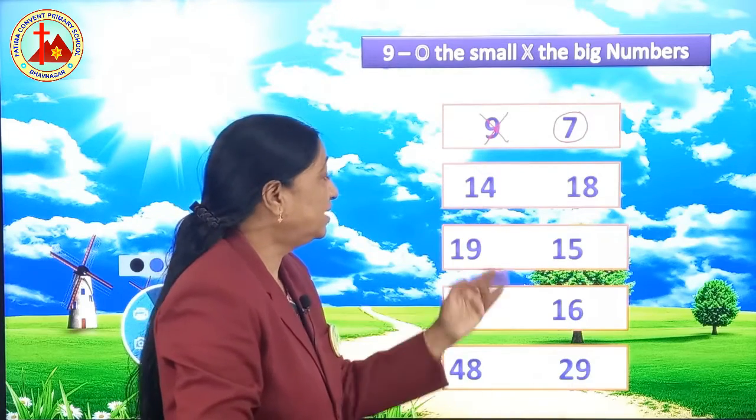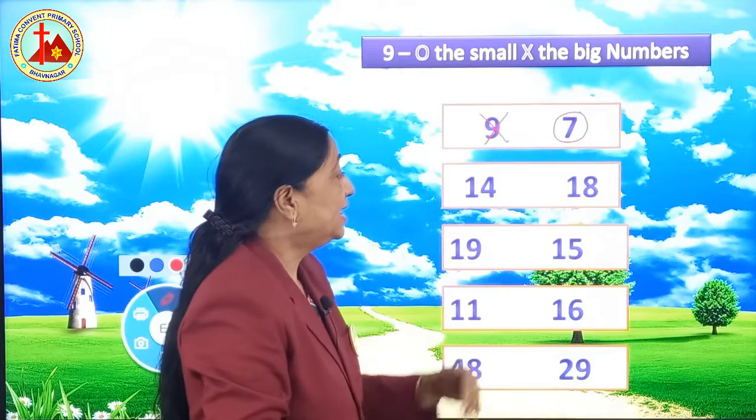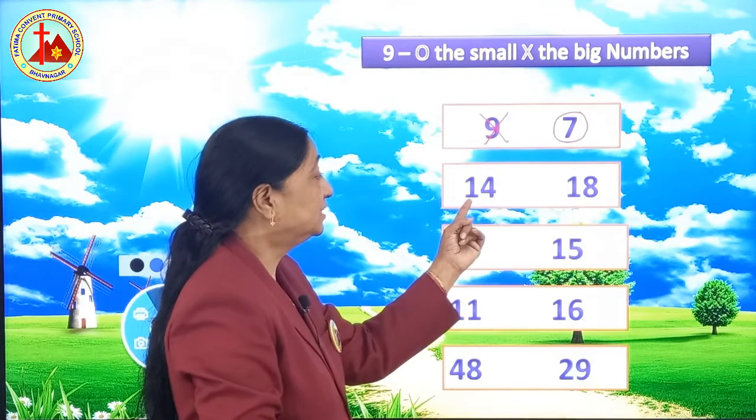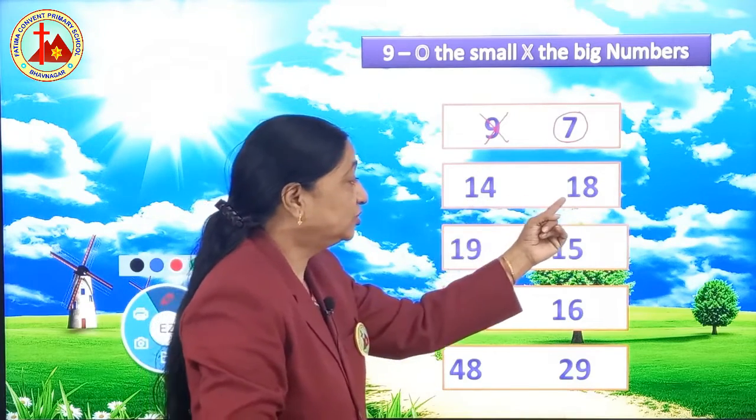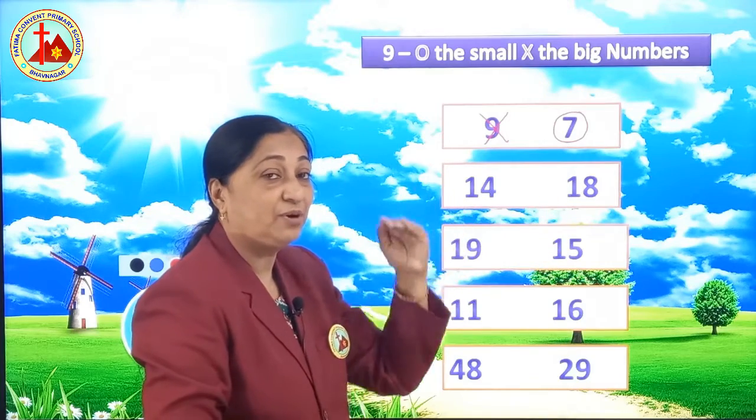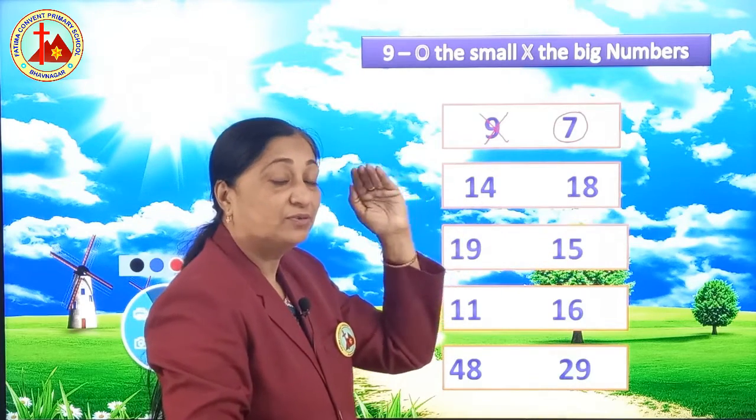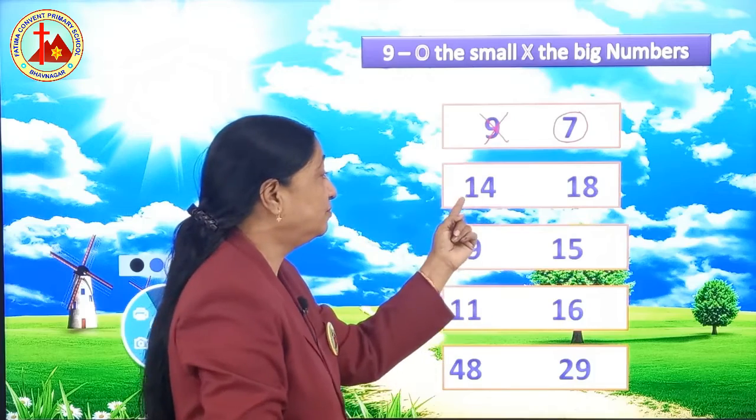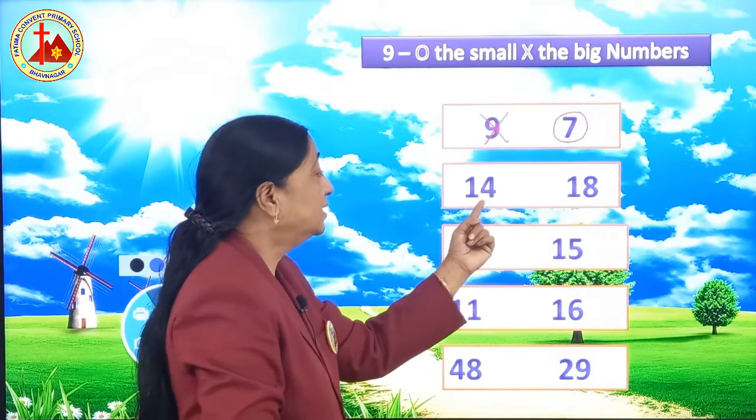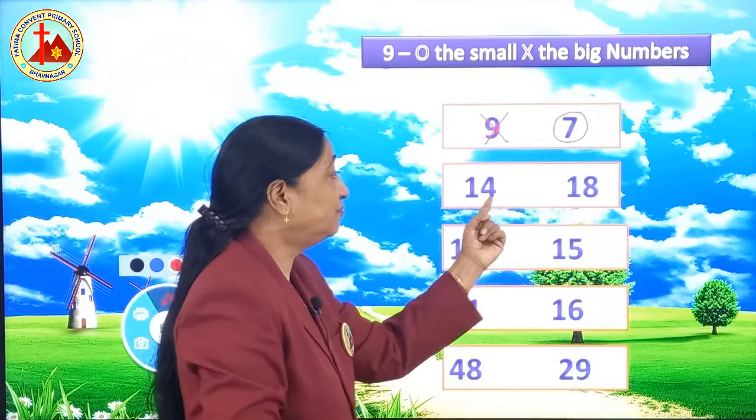So let's move ahead. 14 and 18. You have to see this number 1 and this also is 1. So you don't have to say from 1 to 18. You have to see the first number. It is similar. Now you have to see the next number, 4 and 8.